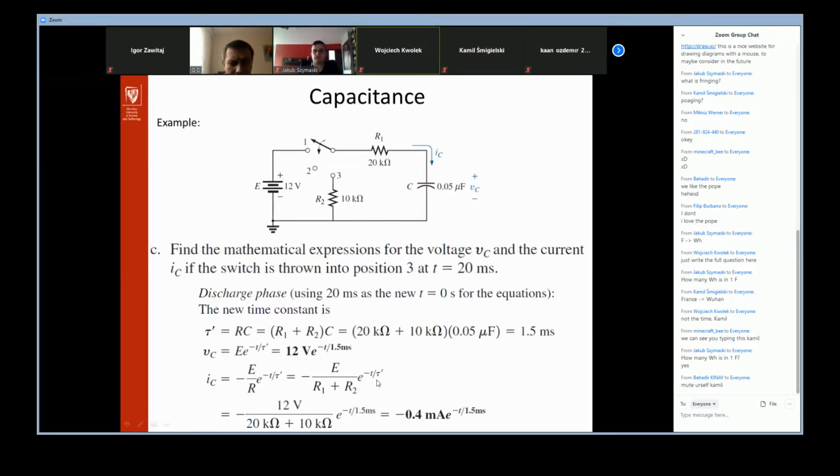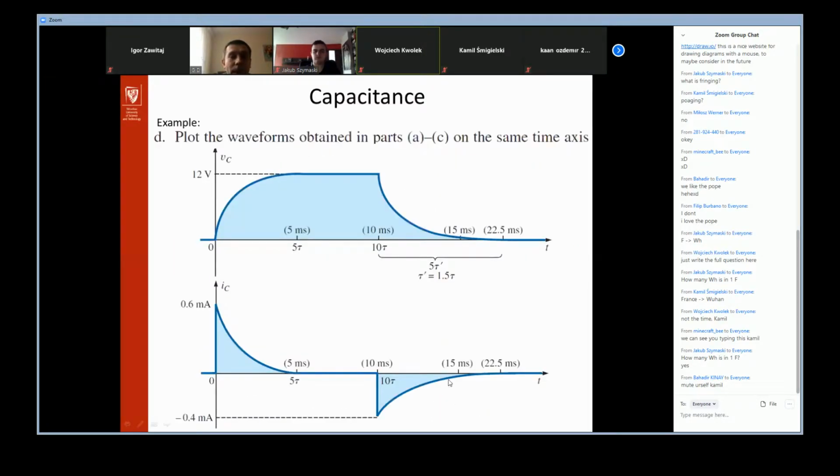And we have to just substitute the t prim value of 1.5 milliseconds. If we calculate it, we'll get the current equal to minus 0.4 milliamps multiplied by our exponential function. How it looks on the graph is rather simple. The first phase was from 0 to 10 milliseconds. Yeah, 10 milliseconds. It is given for the 10 tau for the first step.